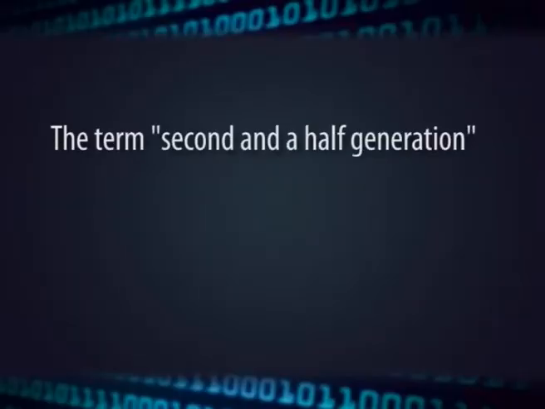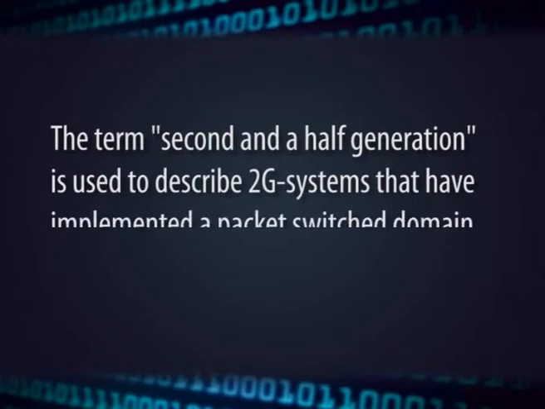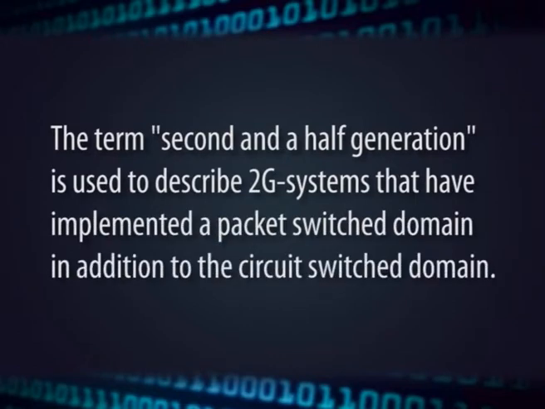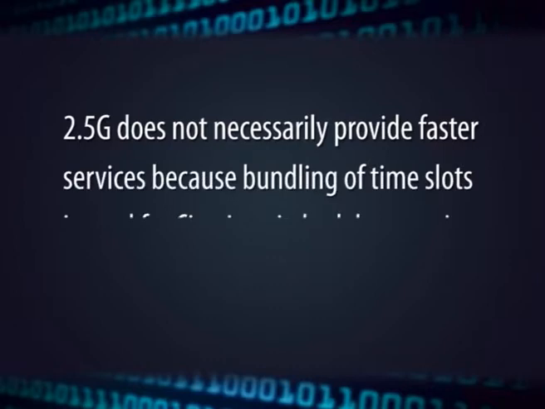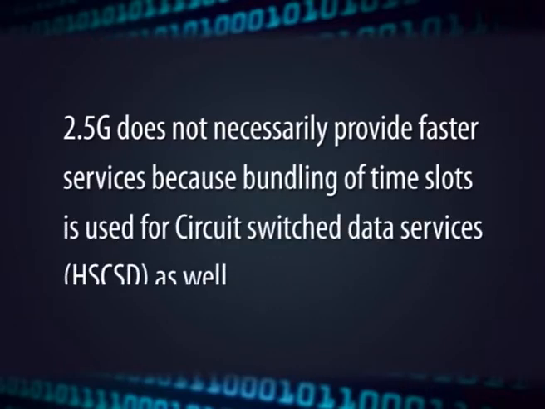2.5G is a stepping stone between 2G and 3G cellular wireless technologies. The term second and a half generation is used to describe 2G systems that have implemented a packet switched domain in addition to the circuit switched domain. It does not necessarily provide faster services because of bundling of time slots; it is used for high speed circuit switched data services (HSCSD) as well.